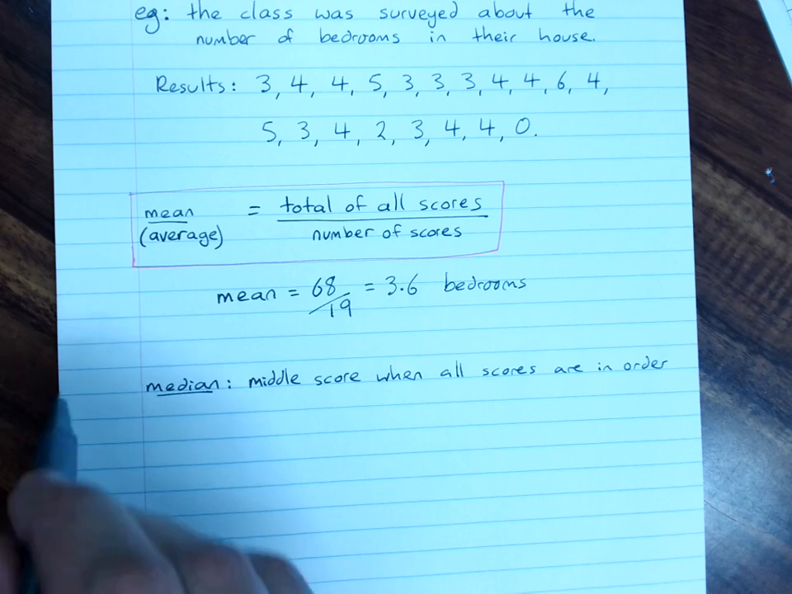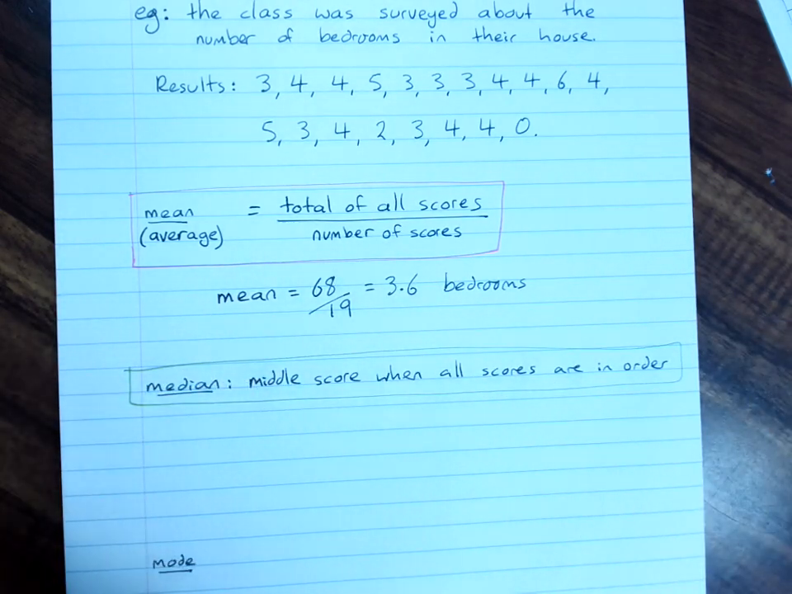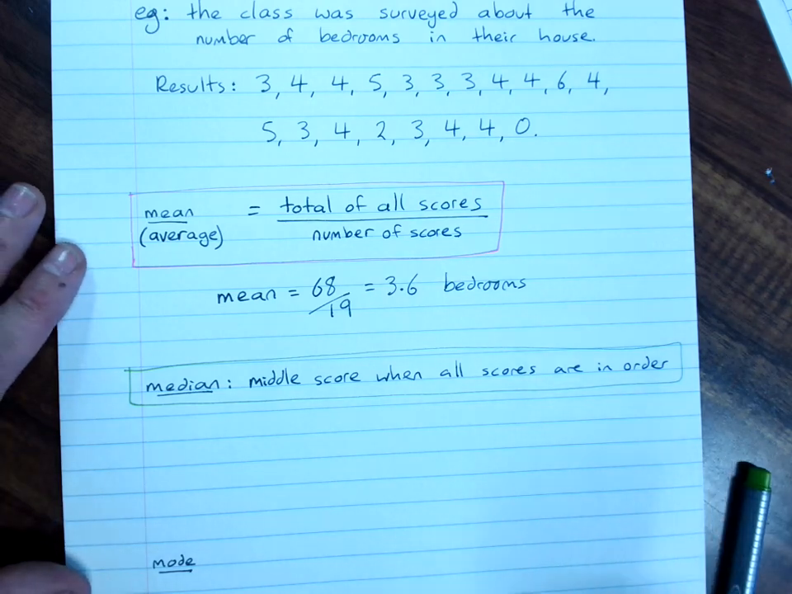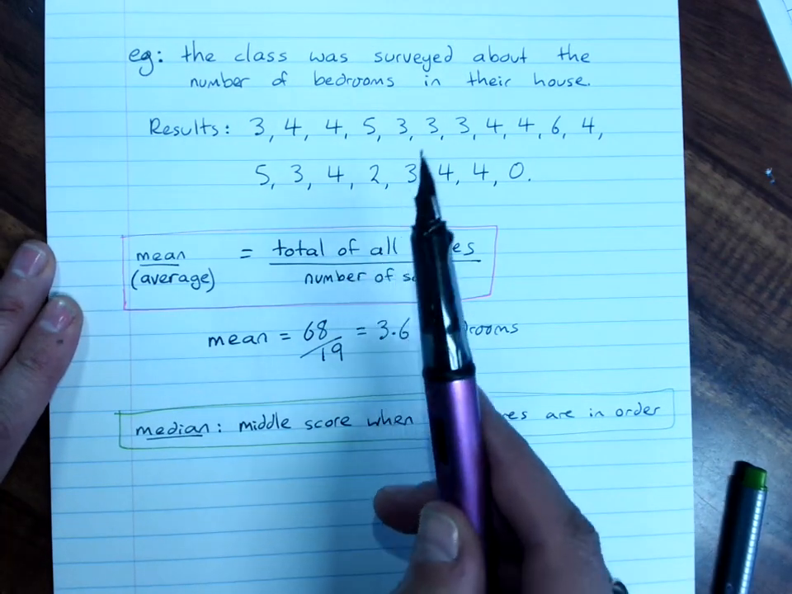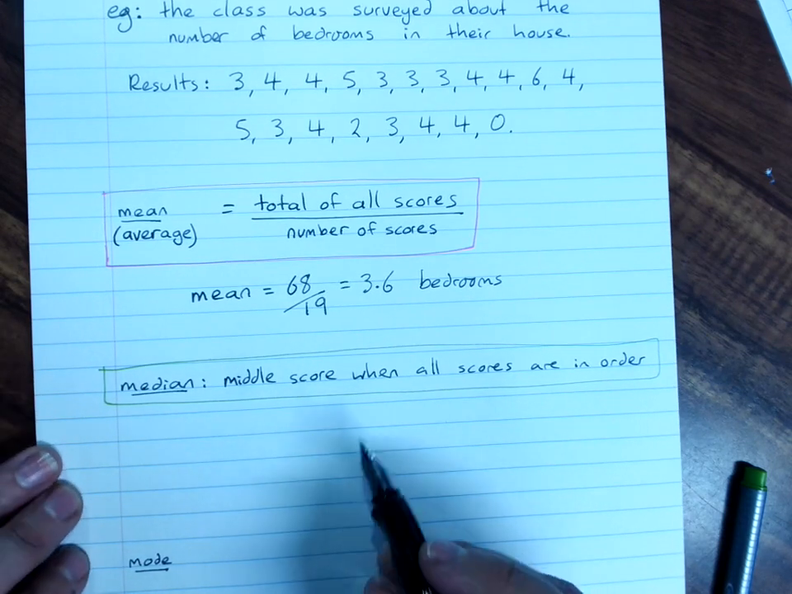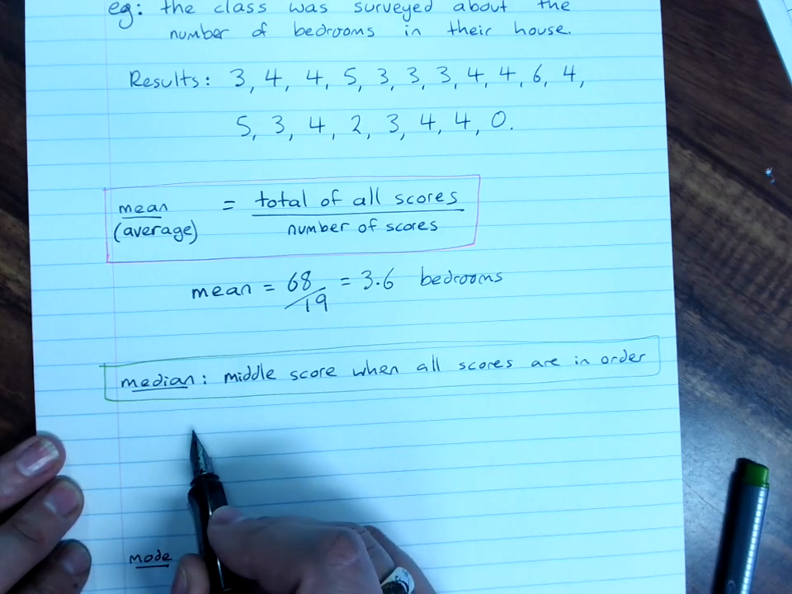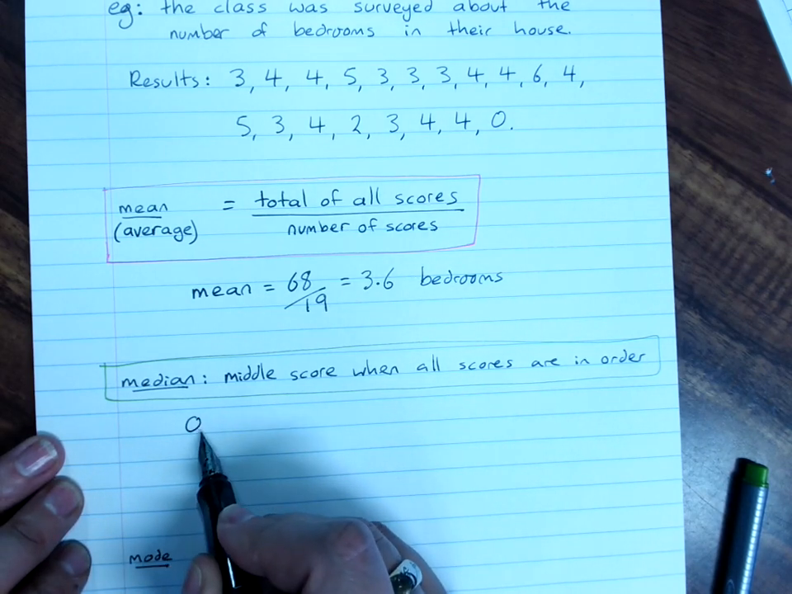So that's our median. And it's useful because it gives us a more realistic middle or normal in many cases. Now to get this, we do have to put all the scores in order from smallest to largest.